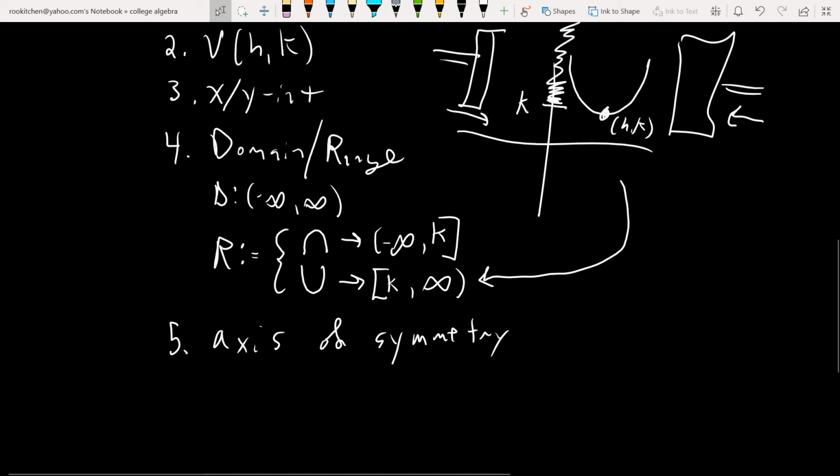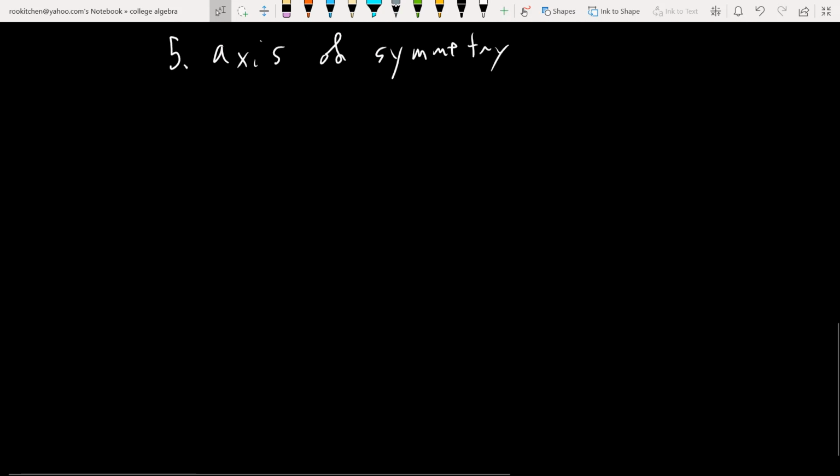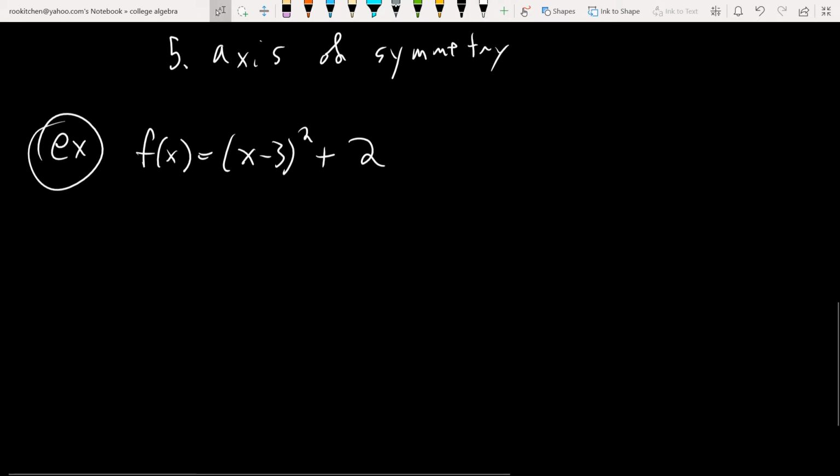Okay, so let's take a look at these guys. I want to go through that 5-step process, and let's look at an example. So we have f of x equals (x minus 3) squared plus 2. First off, I want to identify whether it's a happy or sad face. The a value in this case is whatever's in front of those parentheses. In this case, it's 1, which is greater than 0, which tells me it's a happy face.